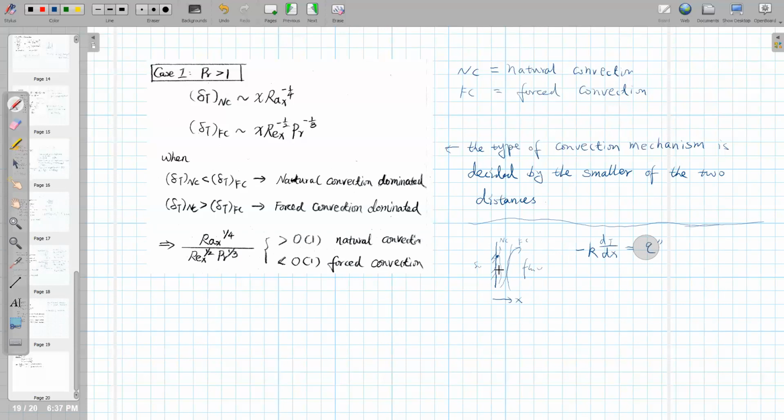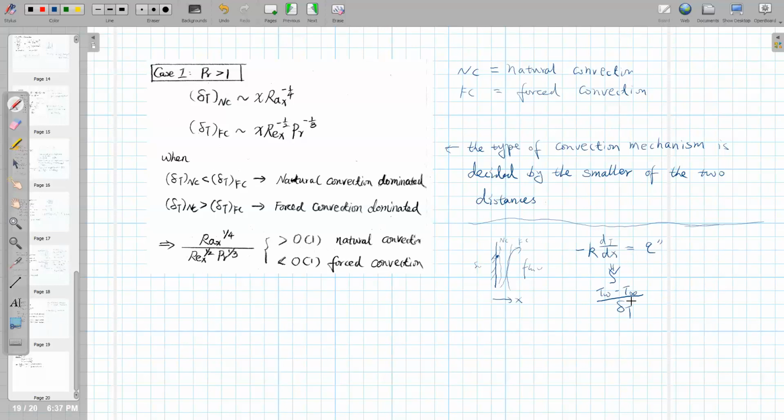Outside the boundary layer, the thermal one will reach the free stream region, right? So you can estimate this dT over dx approximately by scaling. It will be T wall minus T infinity divided by delta T, right?